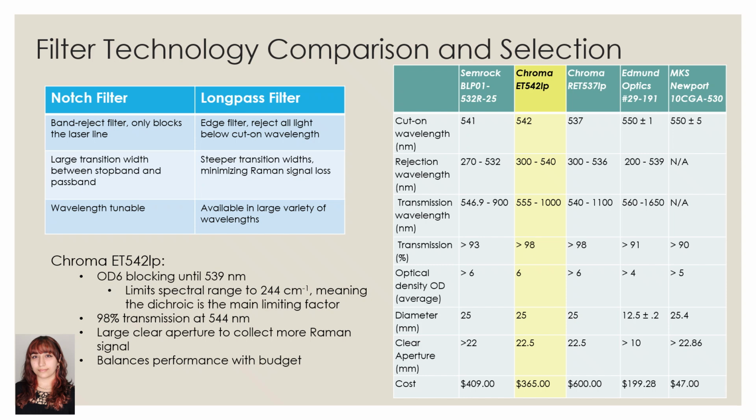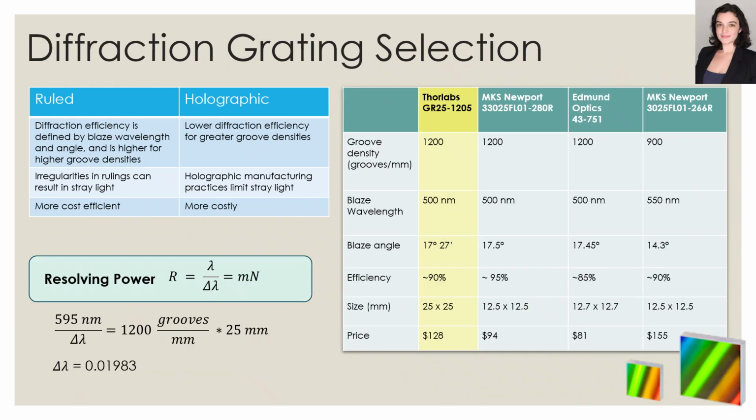the most cost-effective selection. Between holographic and ruled reflection diffraction gratings, we found that ruled gratings were more suited for our application because of their higher diffraction efficiency. A 1200 line per millimeter groove density grating was chosen because higher groove densities result in higher angular dispersion and therefore better resolution in distinguishing closely spaced wavelengths. This comes at the cost of a lower dispersed spectral range, but since we're only interested in a 90 nanometer spectral range, this trade-off is acceptable.